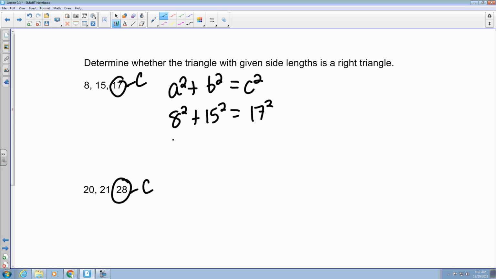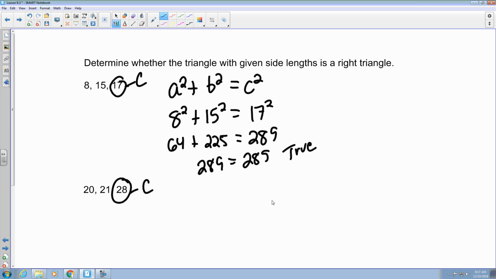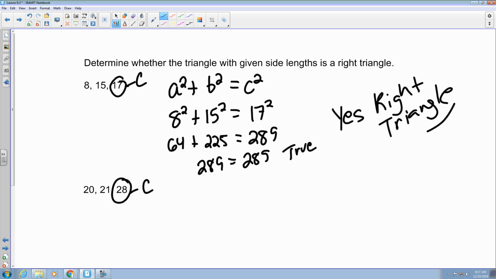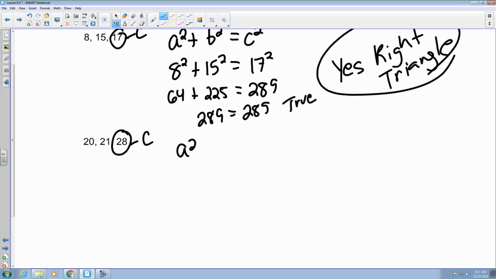So I got 8 squared, which is 64, plus 15 squared, which is 225. And it's going to be equal to 17 squared, which is 289. So the question is, does 225 plus 64 give me 289? Yes, it does. 289 is equal to 289. That's a true statement. Since it's a true statement, I can say that yes, this is a right triangle.